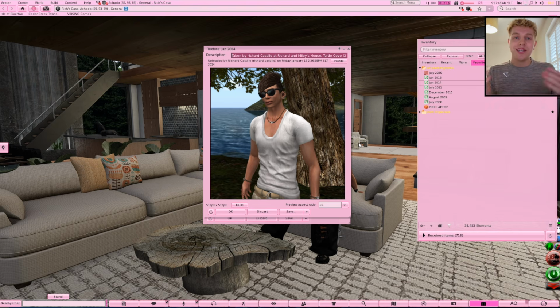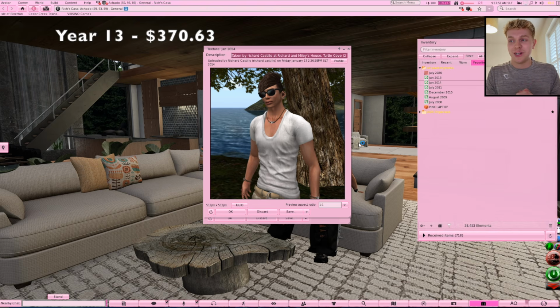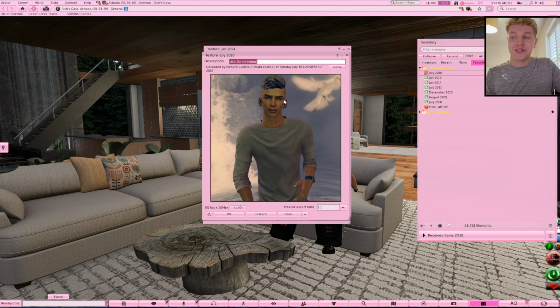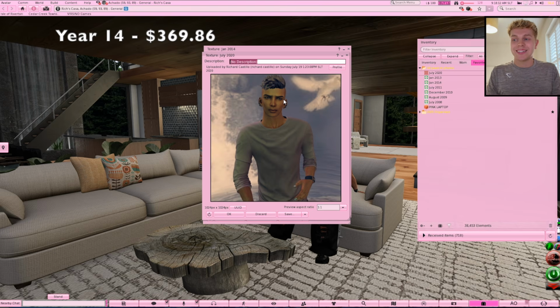So 2020 to 2021, I spent $370.63. And I do have a picture of that time. This is what my avatar looked like at this point. Then $369.86 from 2021 to 2022. Then it went down to $109.71 from 2022 to 2023.